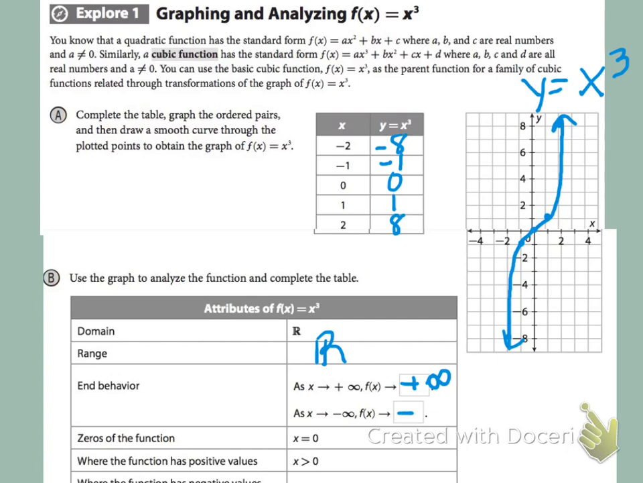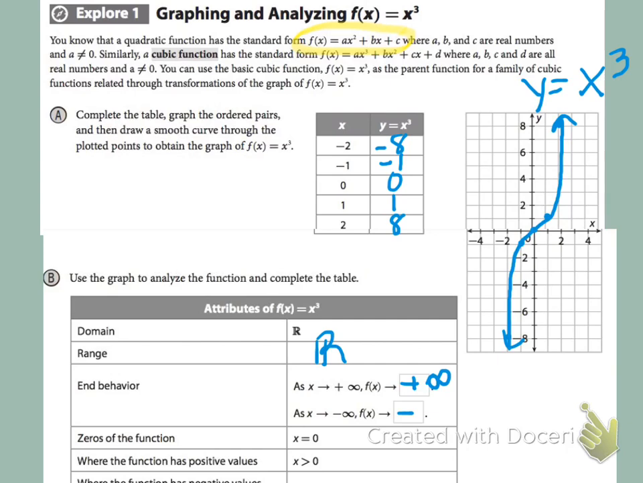So you know that a quadratic function has the standard form, f of x is equal to ax squared plus bx plus c, right? That's called standard form, where a, b, and c are real numbers. And a cannot equal 0, because if a equaled 0, then that would be 0x squared, and that term would essentially just disappear, and that would just leave us with a linear function.